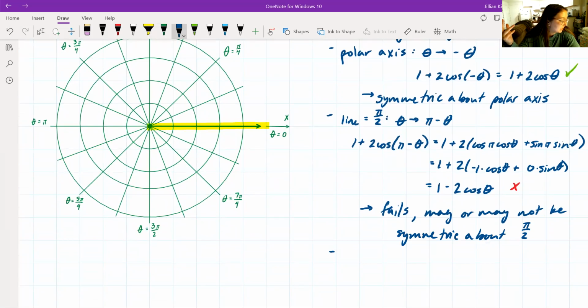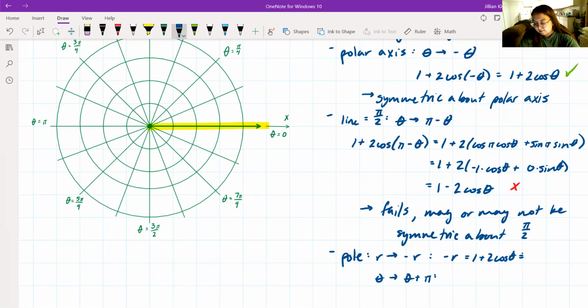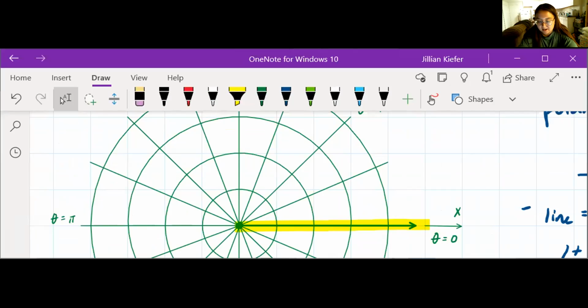Then the last thing we're going to test for is the pole. Remember, if we want to do this, we're replacing r with negative r, or we're replacing theta with theta plus pi. If we replace r with negative r, this means that we're just going to get negative r is equal to 1 plus 2 cosine of theta, which we can just turn the negative into multiplying by negative of every other term, and this would end up giving us our value.